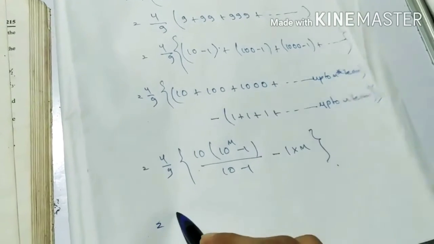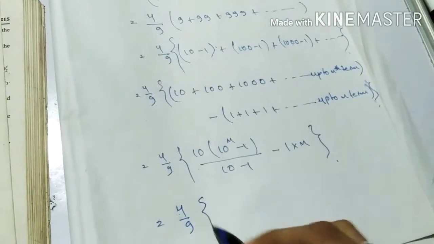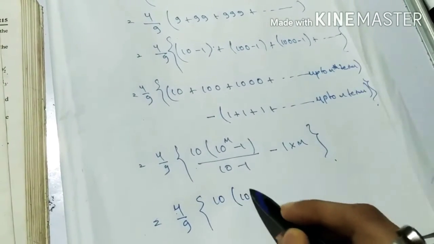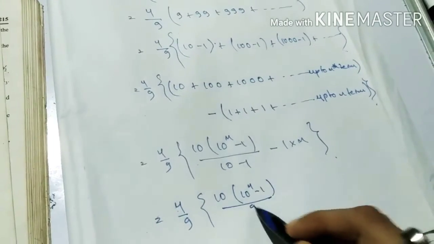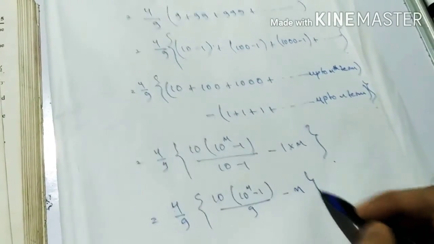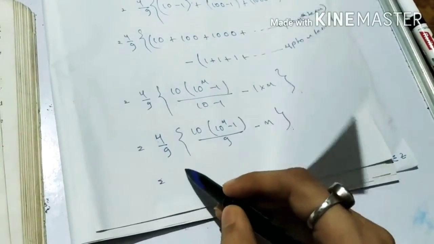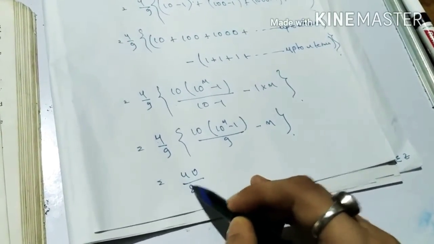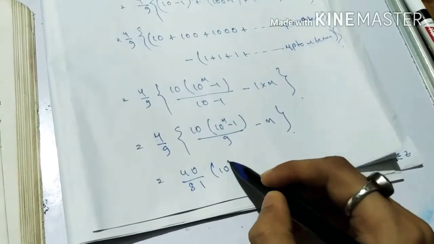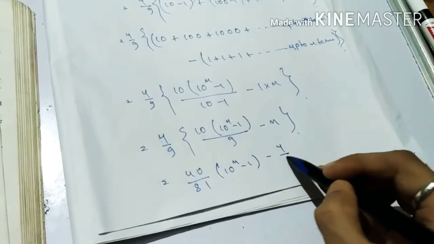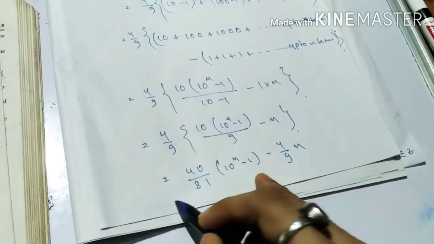So this is ultimately 4 by 9. This one I will get 10 to the power n minus 1, by 9, minus n. Now I multiply this 4 by 9, and I get 40 by 81 into 10 to the power n minus 1, minus 4 by 9 n. This is my answer.